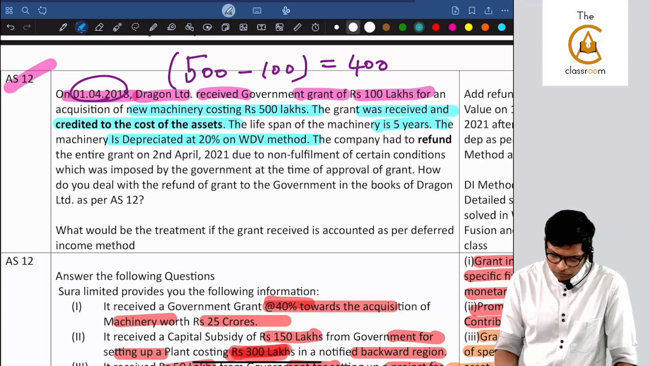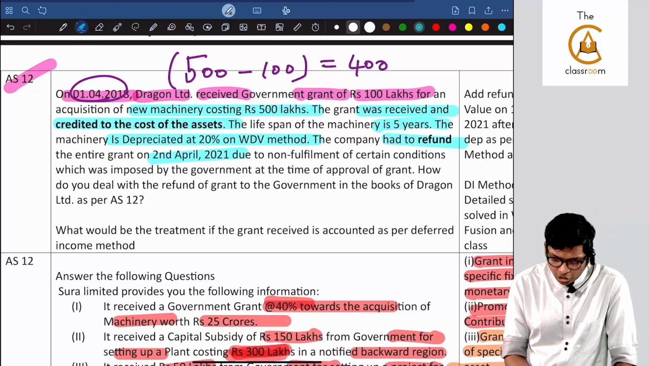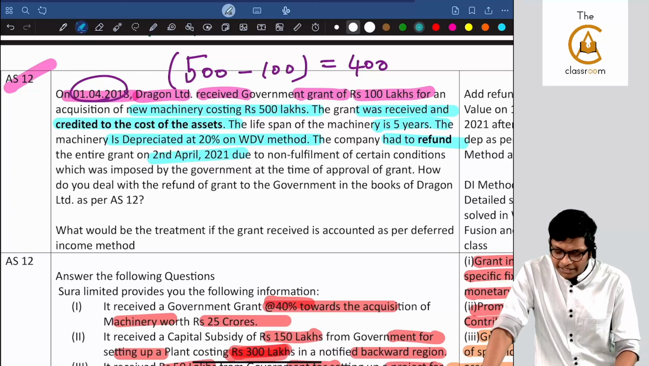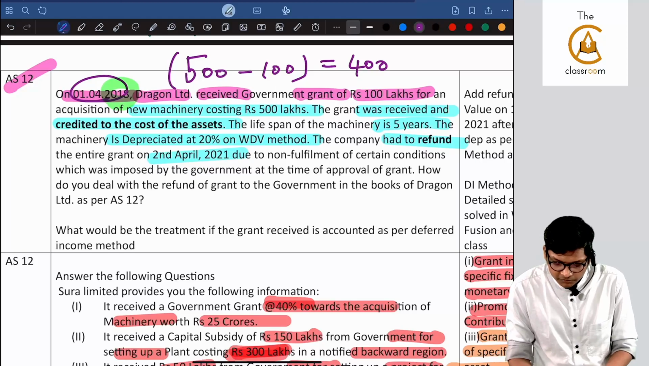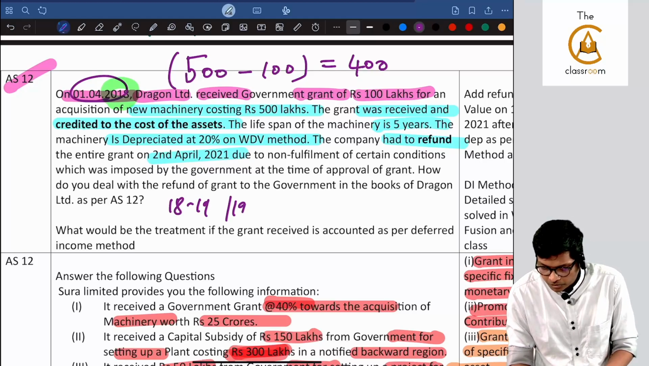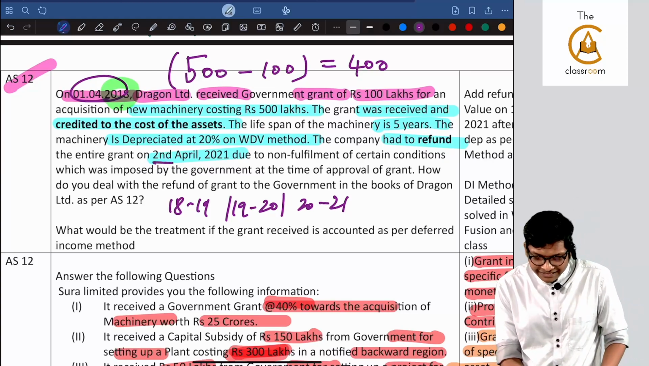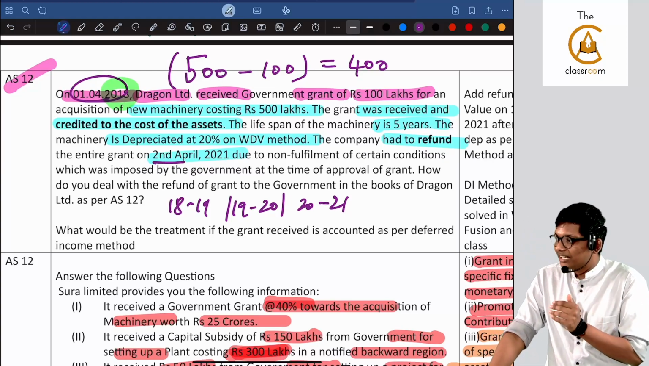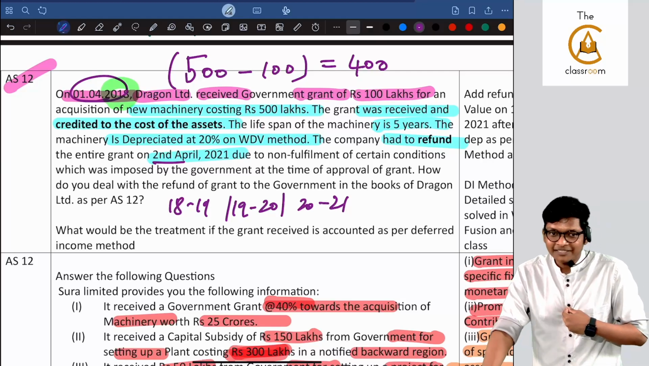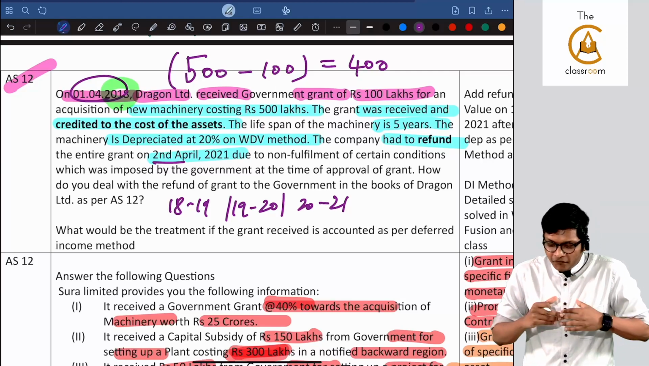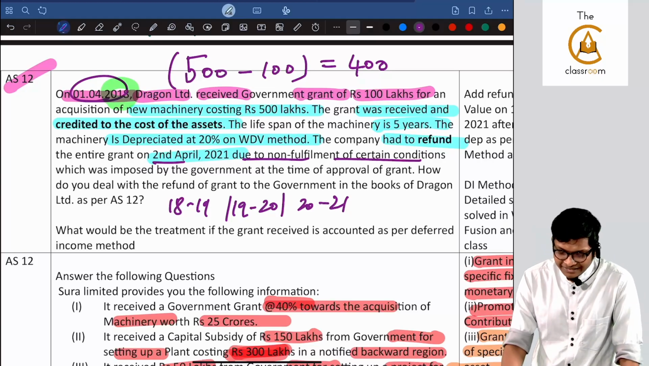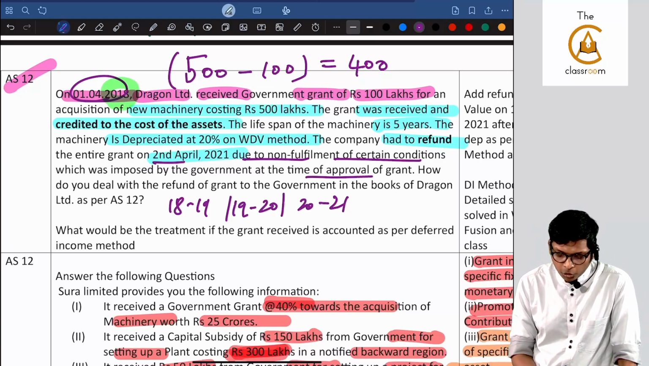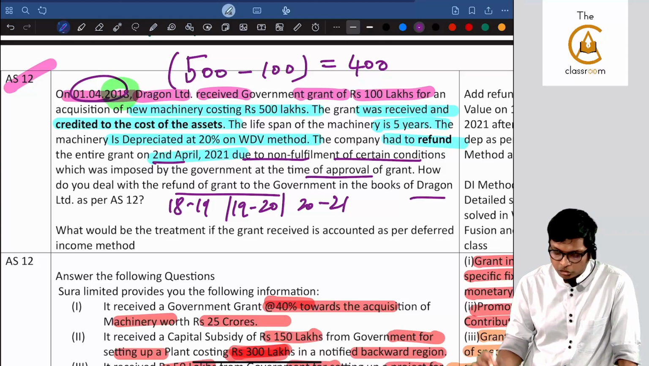The company had to refund the entire grant on 2nd April 2021. After how many years? This is 1st April 2018 now. So 18, 19, 19, 20, 20. Exactly 2nd April why he gave, so that you don't have to charge depreciation. So you can charge depreciation just for 3 years. So after 3 years the grant is being returned due to non-fulfillment of certain conditions which they did not follow. How will you deal with refund of grant in the books of Dragon?